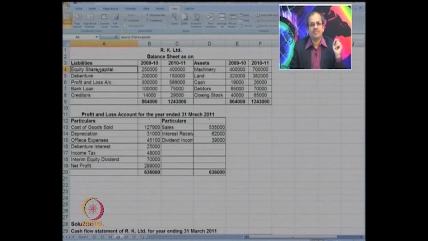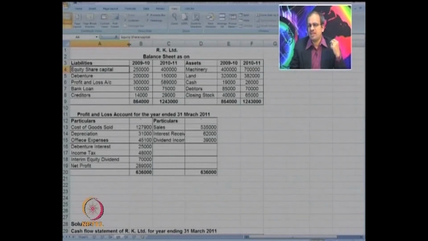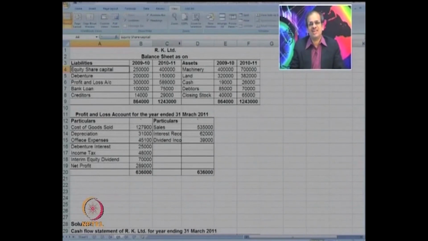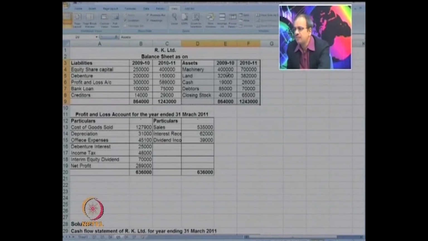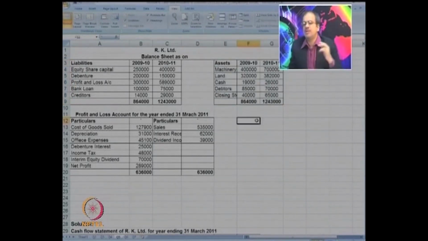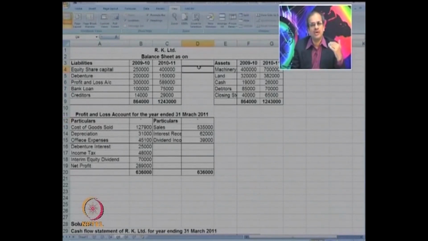Now the first item, you have got equity share capital. So if we start from the liability side, what is it going to be? Is it an operating item, investing item or financing item? I'll just try to make some space for us to specify, because last time we did this in a vertical format. Now we are trying to do it using a horizontal balance sheet.